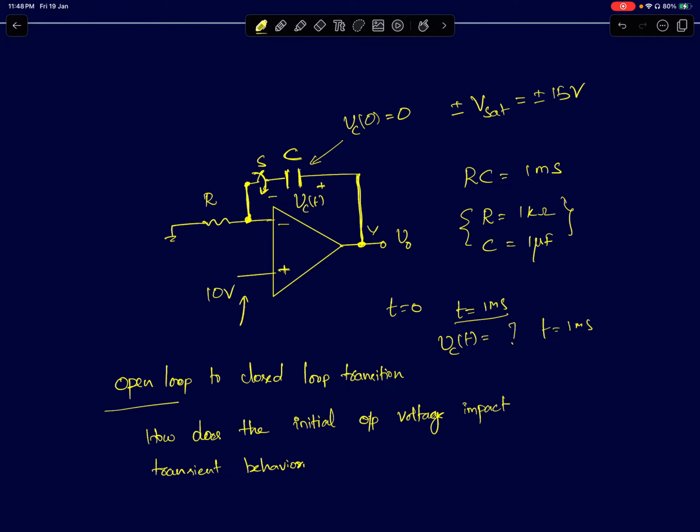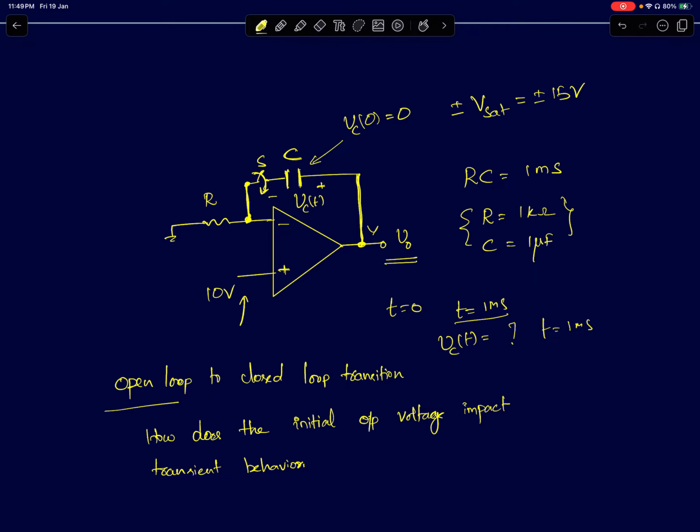Secondly, does the initial voltage at the output of the op amp have any impact when you do these transitions from open loop to closed loop? Does it have any impact? So we'll try to answer both these questions in the single problem, and I feel it's a very interesting question because it goes through three different modes of operation. Once the switch is closed, it goes through three different modes of operation, and I thought it's a very interesting one. So I thought I'll discuss that for that reason.